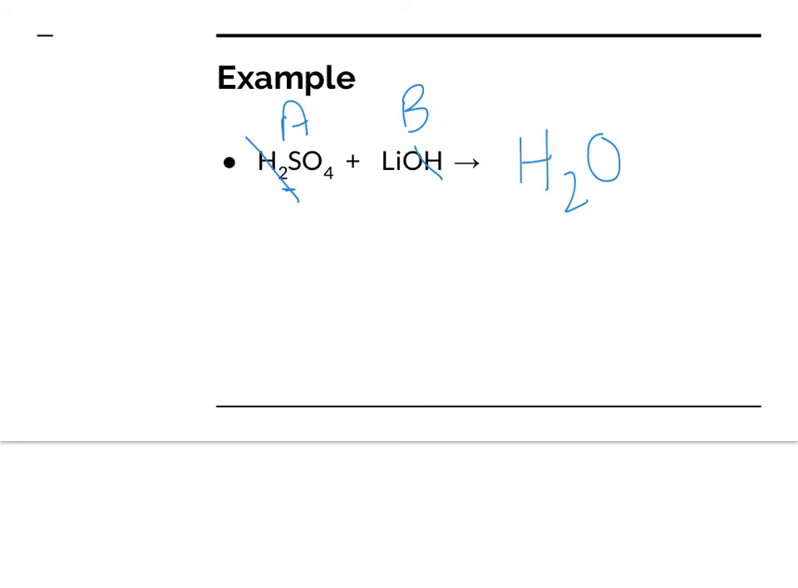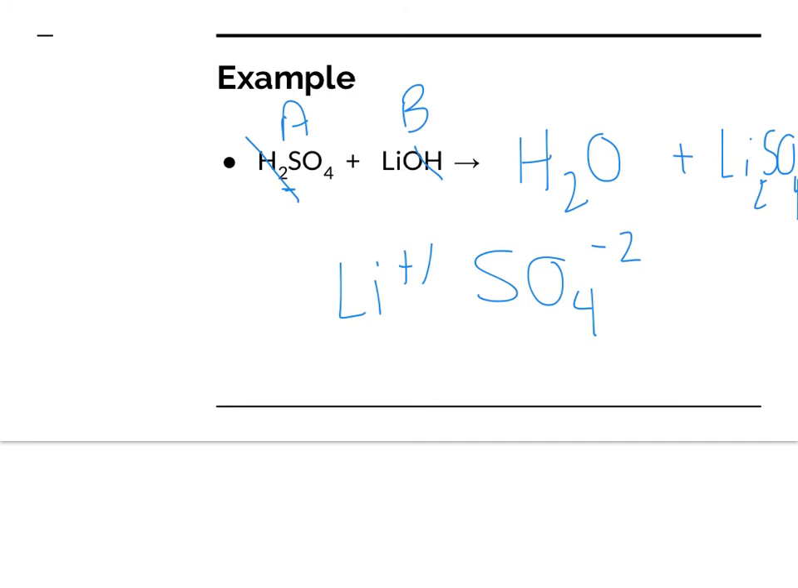My salt then is going to be what's left over. And we want to remember our rules for writing formulas. So if I were to look, lithium has a charge of +1. Sulfate, SO4, has a charge of -2. So when it combines, I end up with Li2SO4 as my salt.